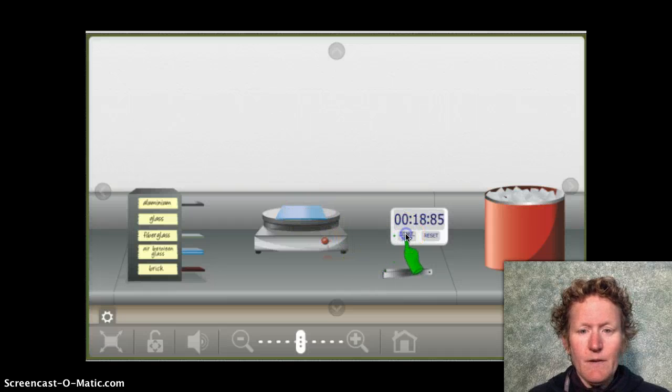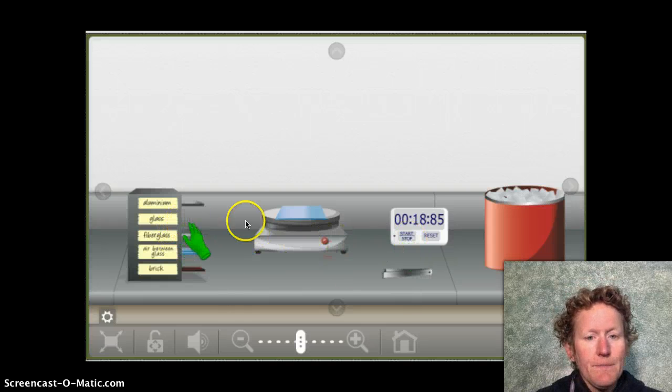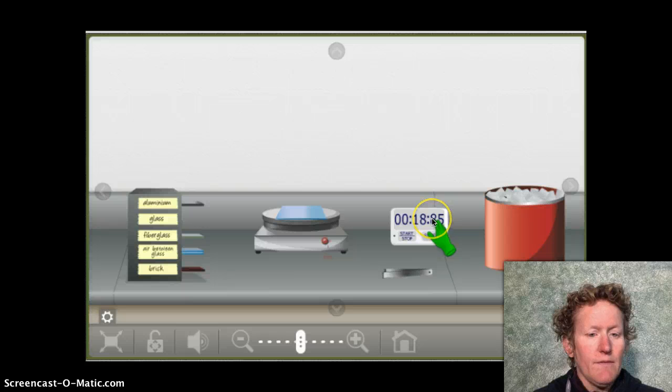And the ice, there it goes. It's all gone. So for the glass, our time is 18.85. And I'll show you where to write that down, and how to fill out part of the lab sheet.